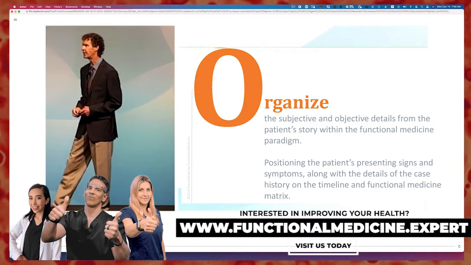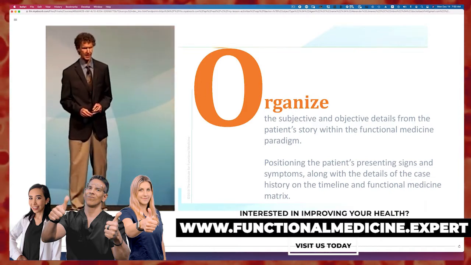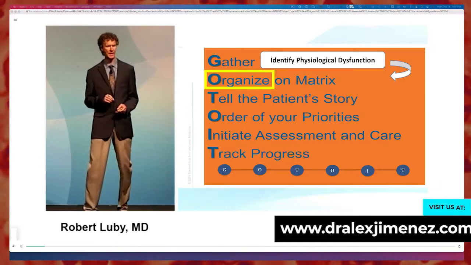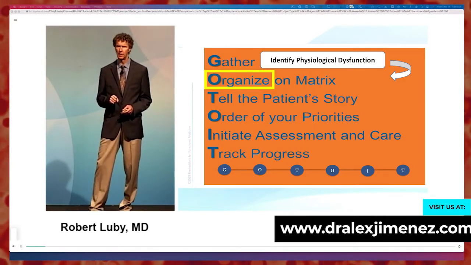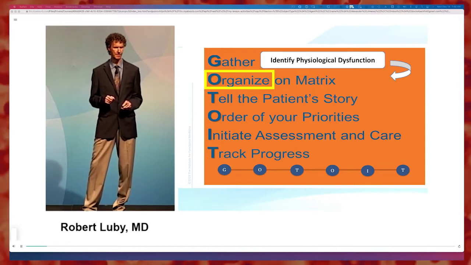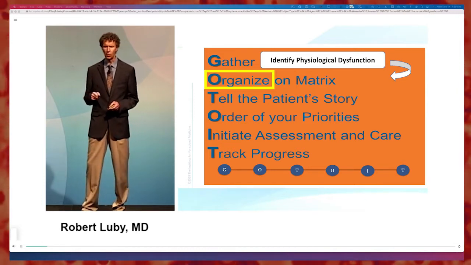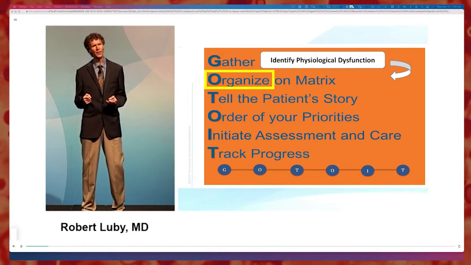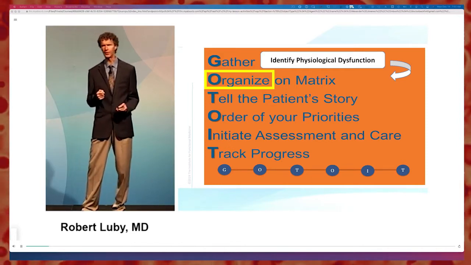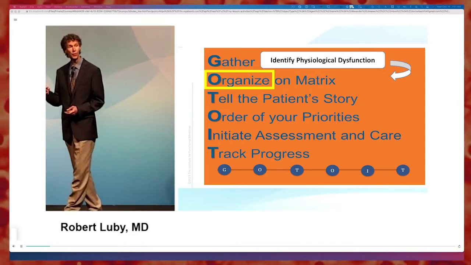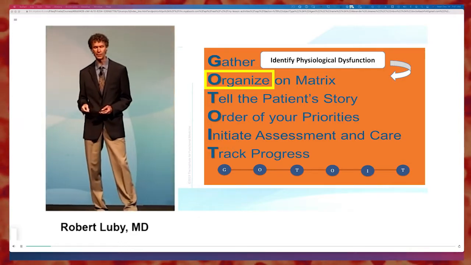Moving away from the gather step, the organize step. This is the O step. The 2nd and 4th steps, the O steps, are where we use the matrix the most. So in the gather step, we identified physiological dysfunction. In the organize step, we're going to now think about how the physiological dysfunction can be reversed. And that's negative language. To put it into positive language, how can we restore normal and optimal physiological function?